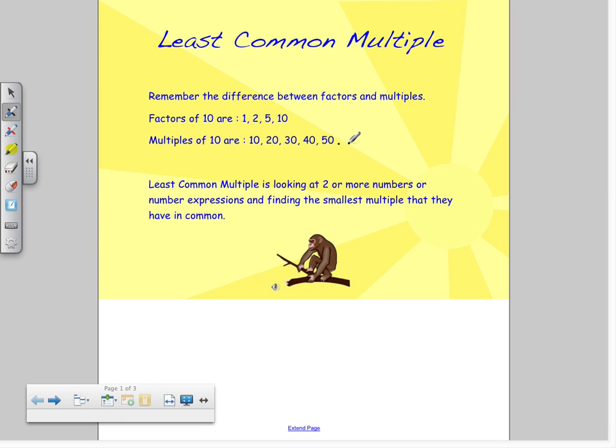Dot, dot, dot. Okay. Least common multiple is looking at two or more numbers or number expressions and finding the smallest multiple that they have in common. So if you look at two different numbers, you look at all of their multiples, you want to know what the smallest multiple that they have in common is. That's where it comes from. Least common multiple, otherwise known as LCM.